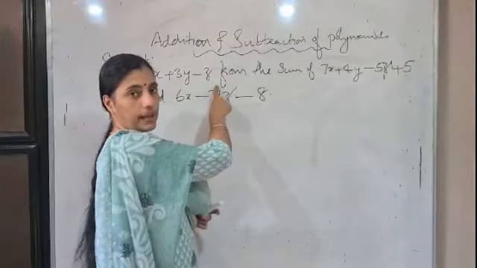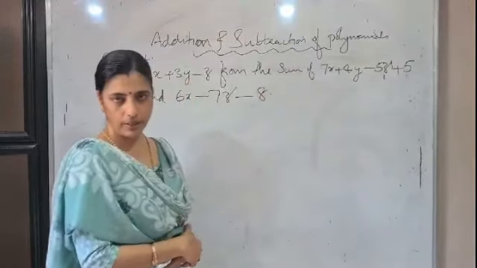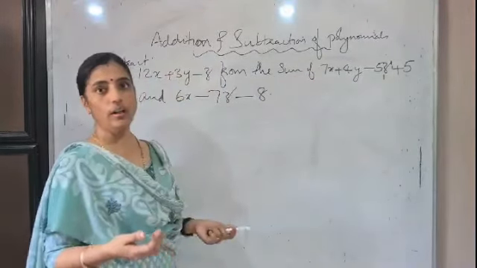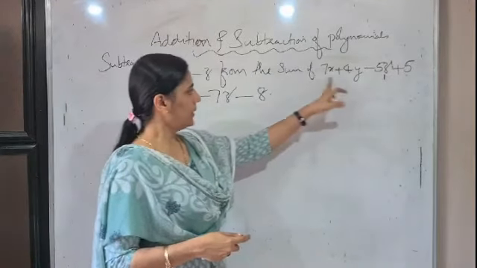This you have to subtract. From what? From the sum of these two. That's the meaning. First you understand. So first you add these two. Then only you can do the subtraction. So clear? From the sum of.